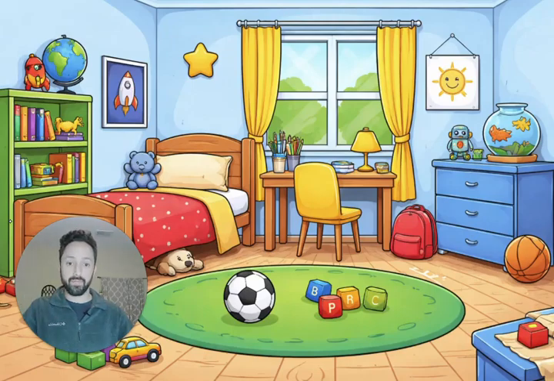Now look at the picture. I see a picture. This is a sun. Sun. Look over here. This is a basketball. I see a basketball.